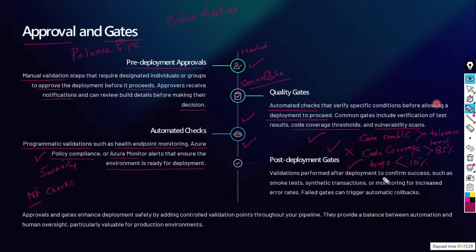So there are few tests which can increase the error rates, and whether you are able to monitor those failures correctly. That will also be part of the post deployment gate. Smoke test, if it passes the smoke test, synthetic transactions. So that means atomic transactions.